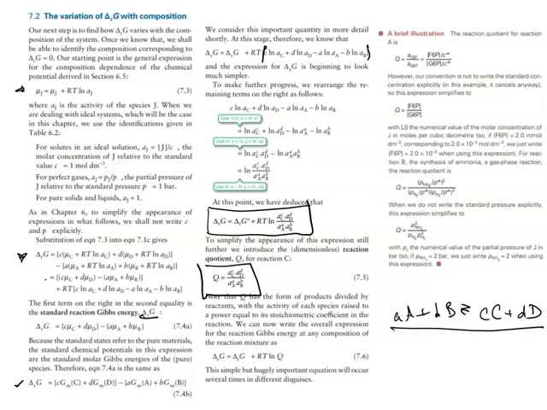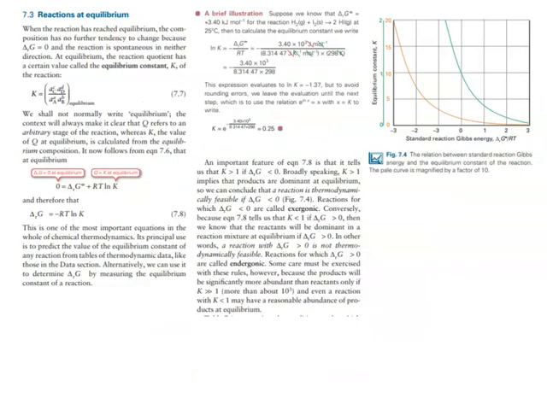We can now write the overall expression for the reaction Gibbs energy at any composition as follows, where it's exactly as written before, except we're now just substituting Q for the products over reactants ratio. This simple but hugely important equation will occur several times in different disguises. So, moving along to 7.3, reactions at equilibrium.